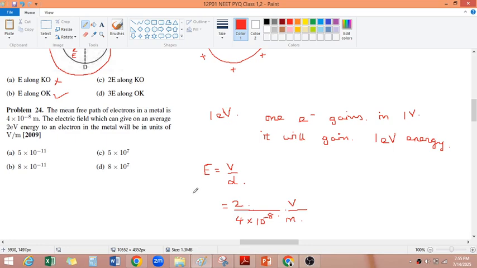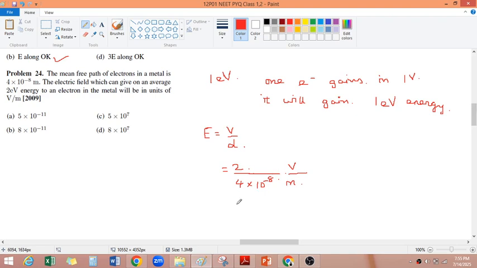Electric field is, which can give an average. So they are asking to find the electric field. So simplify this, we'll get the answer. So 2 and 4 will cancel to become 0.5. 10 power minus 8 will become 10 power plus 8 volt per meter. Which means if I take one of the 10, it will be 5 into 10 power 7. So that's my answer. Okay, so you should remember this basic formula.